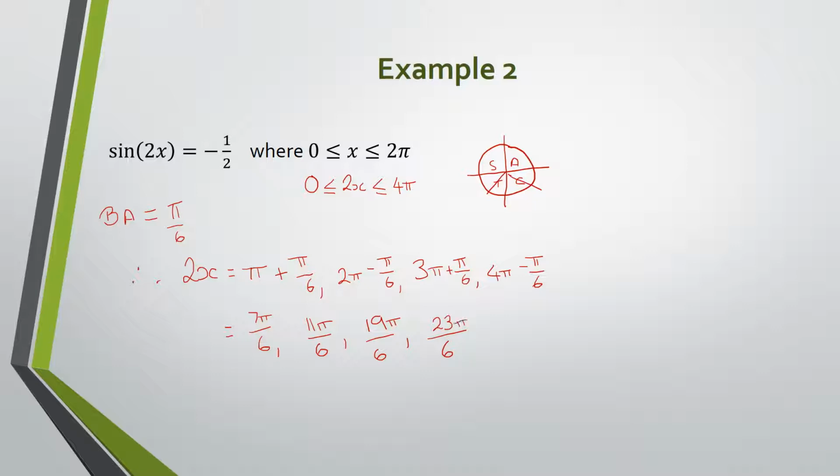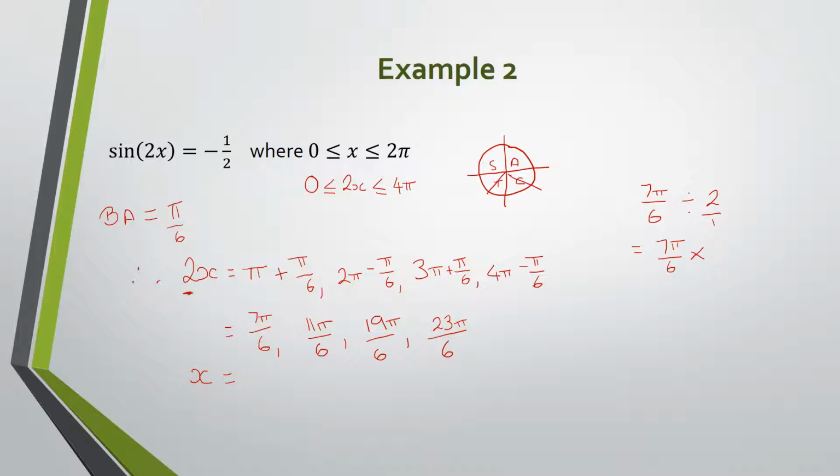3 pi is the same as 18 pi over 6, so 18 pi plus pi gives me 19 pi over 6. And finally, 4 times 6 gives me 24 pi. 24 pi minus pi gives me 23 pi over 6. This is not the final answer because we had a 2 here. So we then need to solve for x, which means we need to divide every term, every solution by 2.